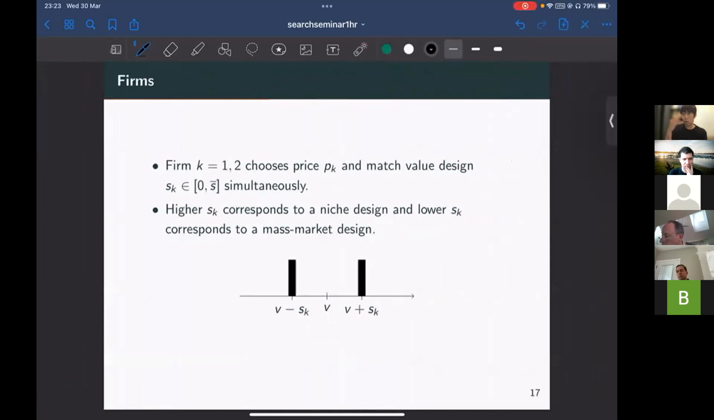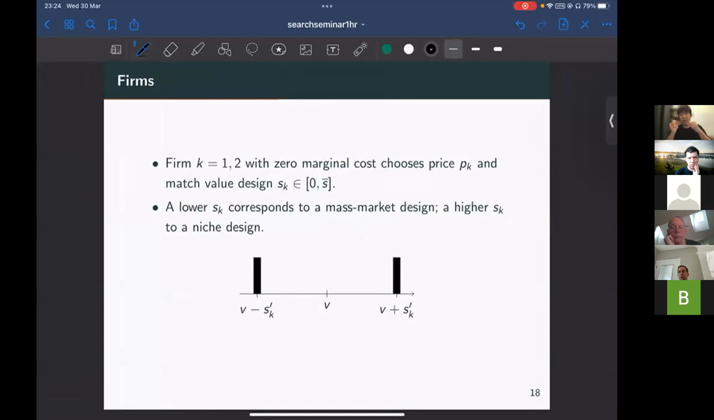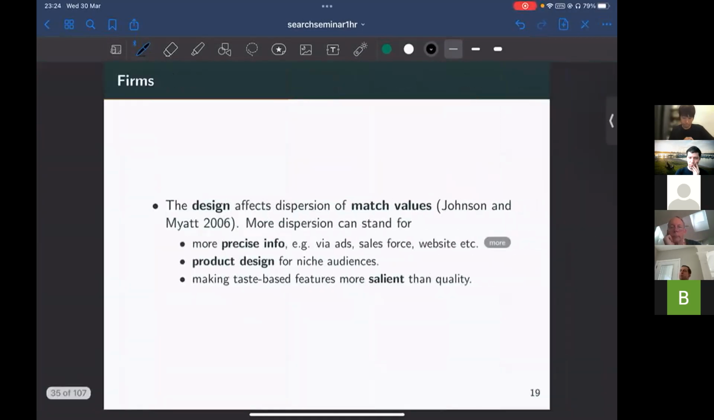On the other hand, we have the other building block, which is the firms' decisions. Before consumers do the simple search, the two firms choose price p_k and match value design s_k, which we assume belongs to the segment 0 to s bar, and they choose it simultaneously. High s_k refers to a niche design, and low s_k refers to a mass market design. If you increase s_k, the match value goes to more extremes, and therefore there is more dispersion, and that is a niche design. As I said before, we use that from Johnson and Myatt 2006, and it stands for more precise information, product design, or making more taste-based features more salient than quality.